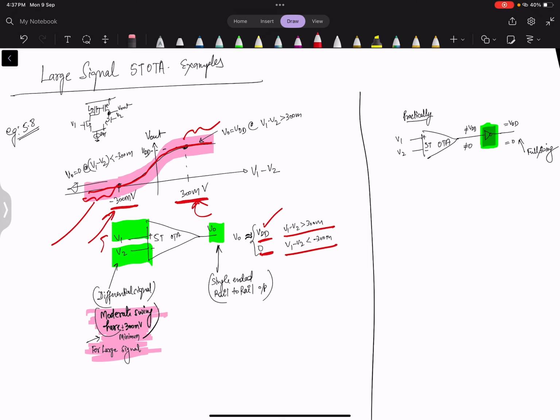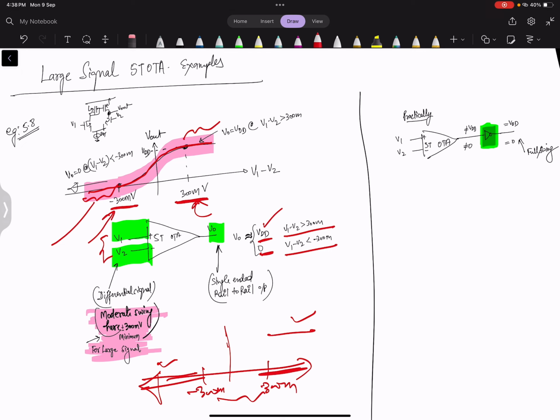When the difference in the input is, let's say, 300 millivolt and minus 300 millivolt, then we can say that the output is 1 or 0. So this is the first thing, that output is single-ended high or low depending upon the differential input. What is the input difference, either above 300 or below minus 300. So if you want the signal from double-ended to single-ended, and if you want the signal high swing or low swing, basically rail to rail, then you can use this type of 5 transistor OTA.